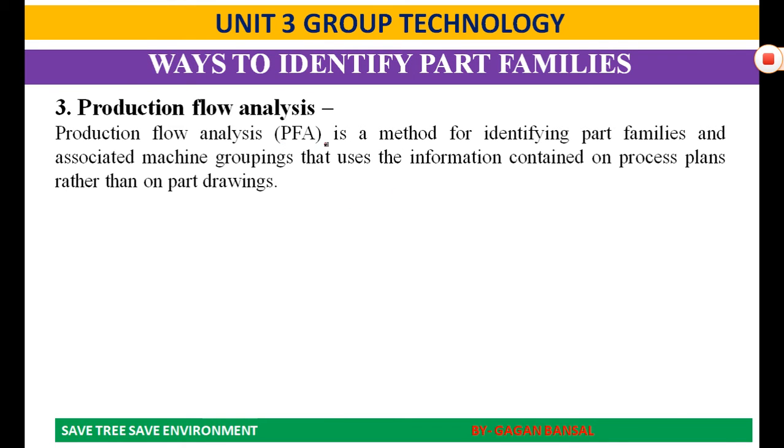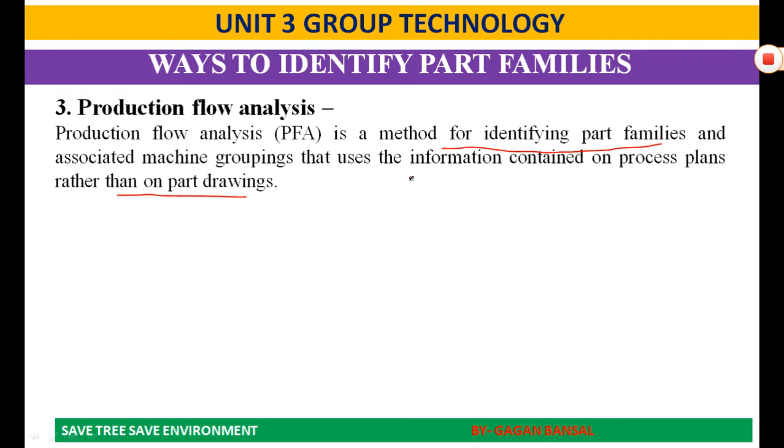Production flow analysis is a method for identifying part families. As we know, we are studying the different ways to identify part families. So one of the methods is the PFA method, which is associated with machine grouping that uses the information contained on process plans rather than on part drawings.